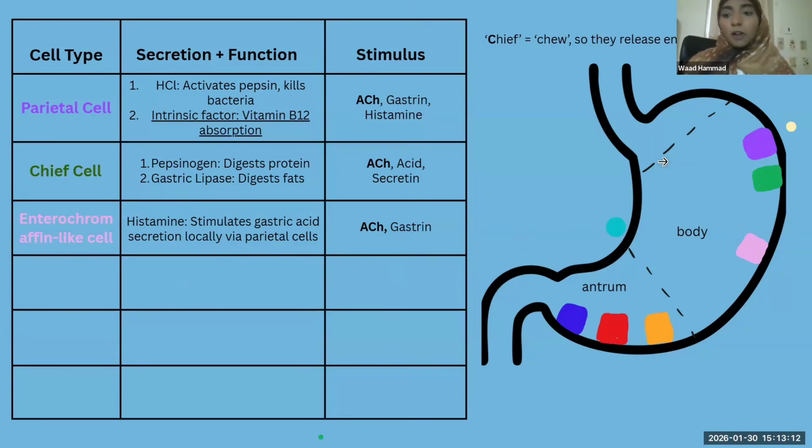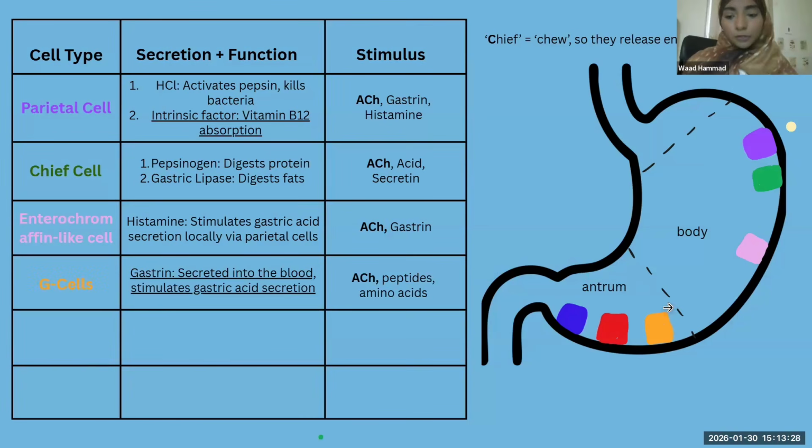So far, all of the three cells that we have in our body are for secreting acid or for digestion. Okay. And then we're going to move on to the cells that we have in our antrum. Our first cell is called the G cell. And now this cell is very important. You might have seen gastrin quite a few times for their stimuli, and this is where gastrin comes from.